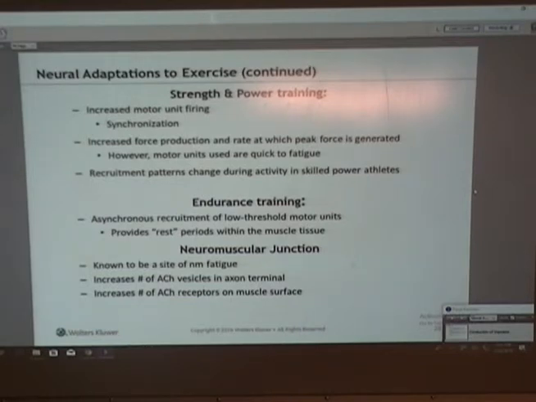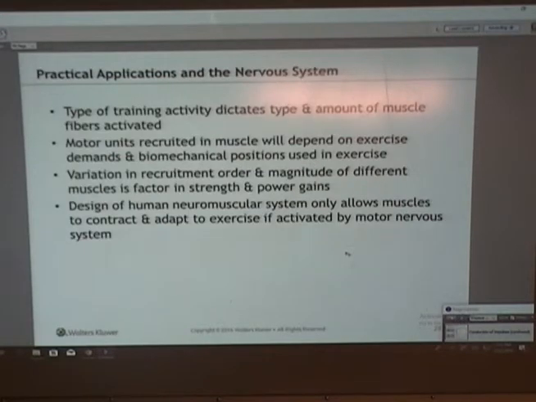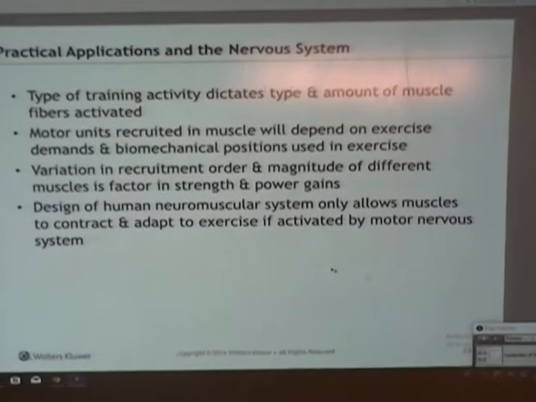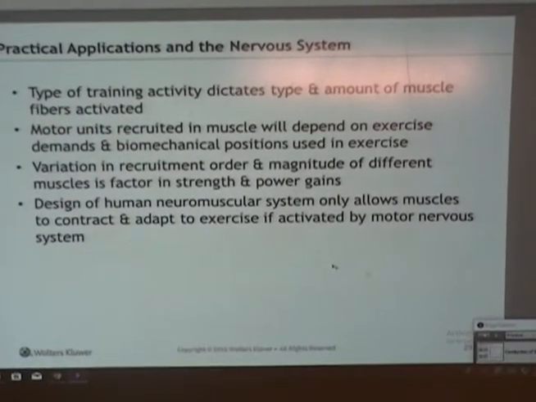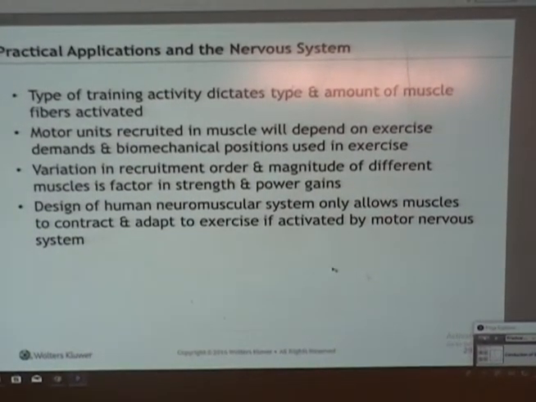So the only slide that I haven't finished, make sure please that you take a look at it before Monday, is the practical applications. They're kind of obvious, right? What kind of training I do dictates the adaptation that I see. Okay.